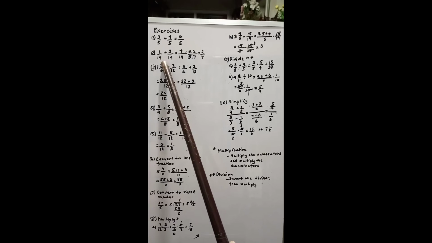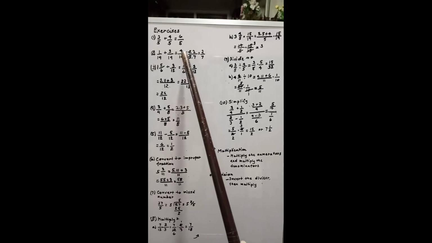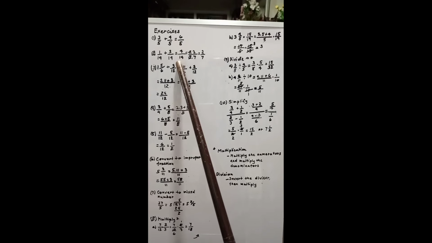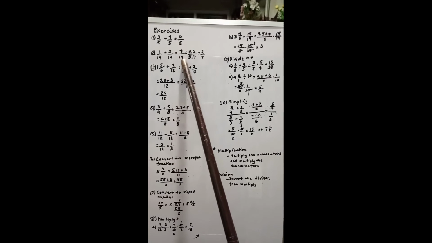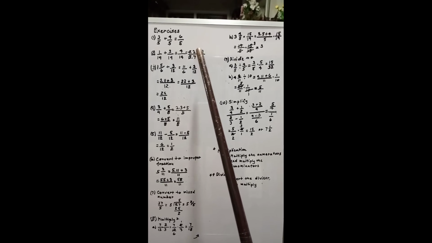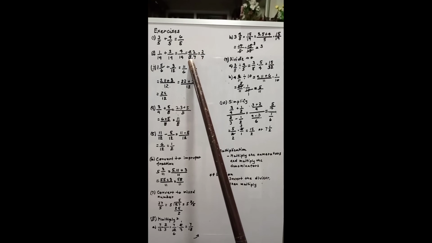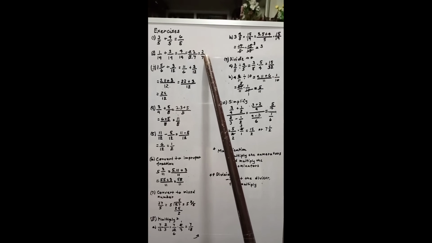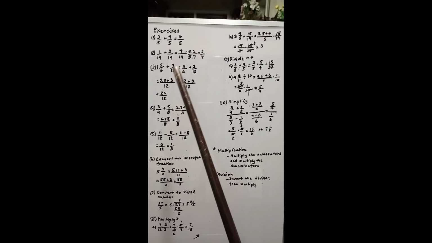number 2, 1 over 14 plus 3 over 14. So the same denominators again. So 1 plus 3 is 4 over 14. Now take note that the numerator 4 and 14 are factorable. So you have the factors of 4, 2 times 2, and factors of 14, 2 times 7. Cancel the 2, so what is left is 2 over 7. So this is the answer.